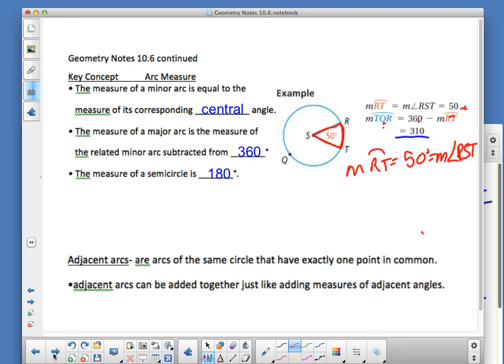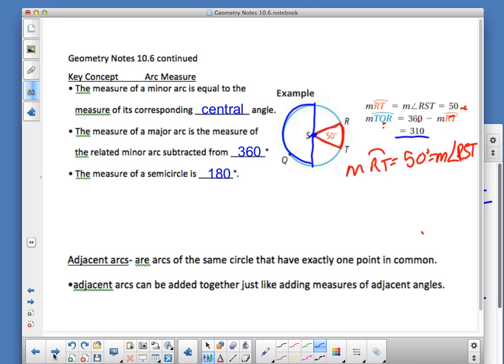They're the same measure. Now, finding the measure of a semicircle isn't hard. If I'm doing a semicircle, this is a straight angle, right? So that's 180 degrees. Semicircles, 180 degrees. That's where that comes from.